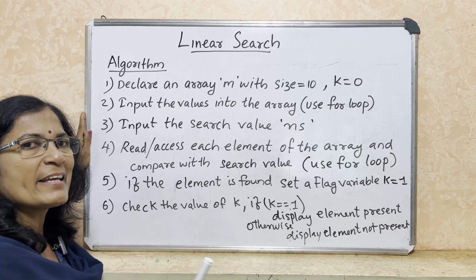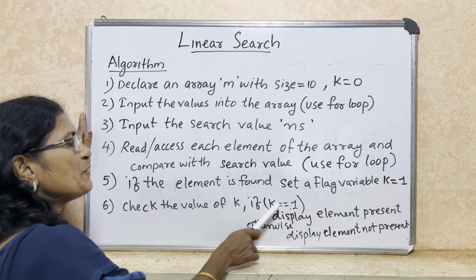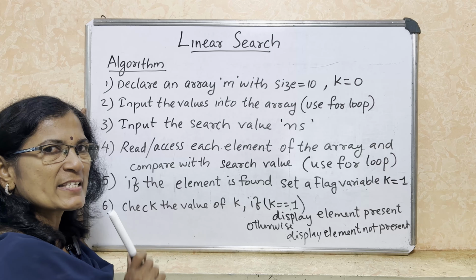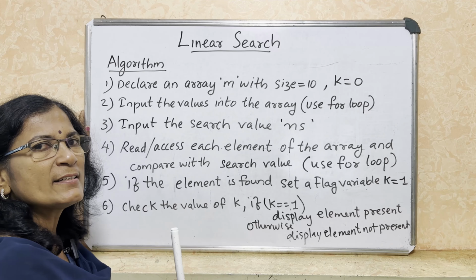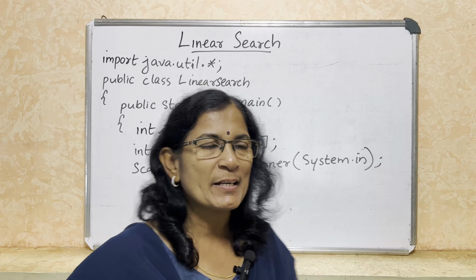Otherwise, the value in K will be 0. Now, check the value of K. If the value of K is equal to 1, display that the element is present. Otherwise, display that the search value is not present in the array. Let's convert this algorithm to a Java program.